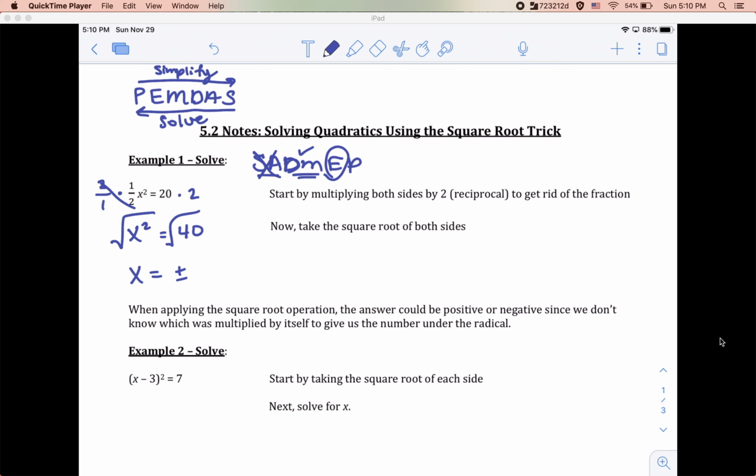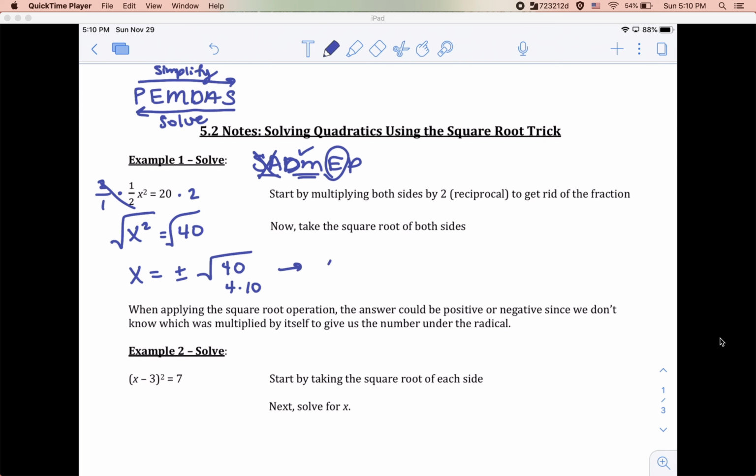So the square root of 40. x equals plus or minus the square root of 40. Remember, 40 is 4 times 10. It's also 1 times 40 and 2 times 20 and 5 times 8. But the perfect square that's biggest would be 4.